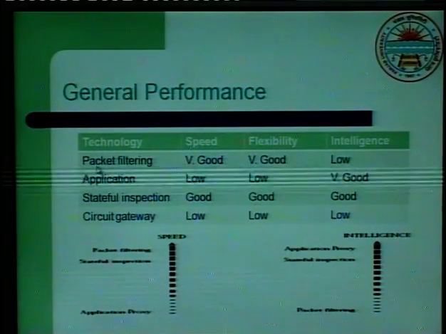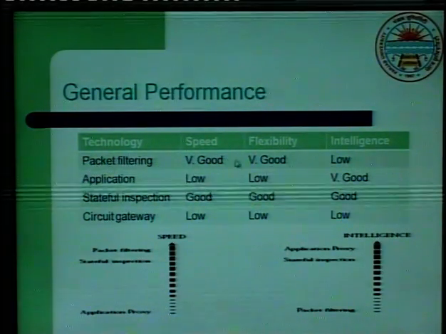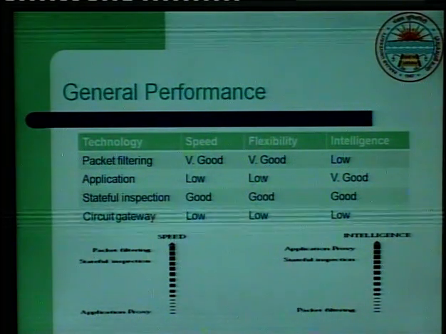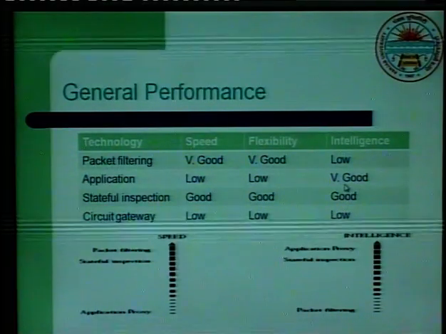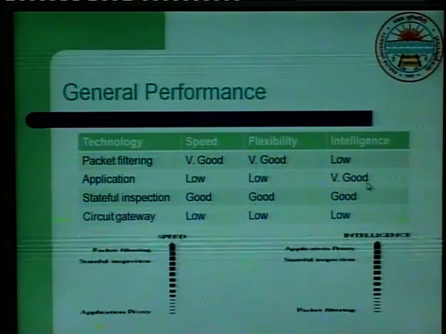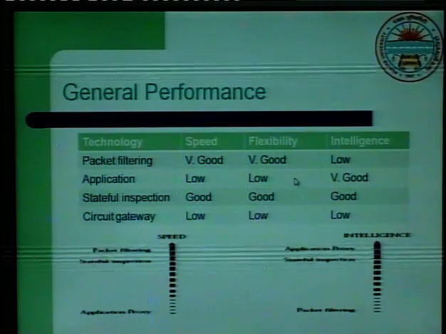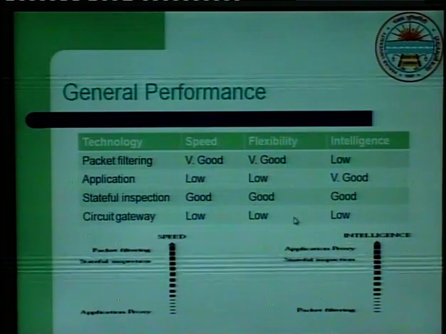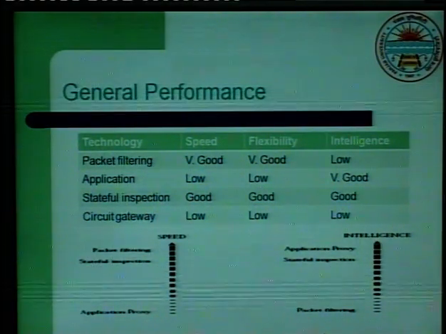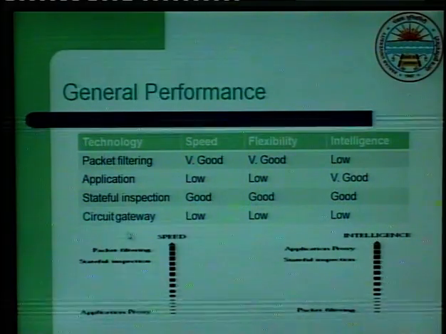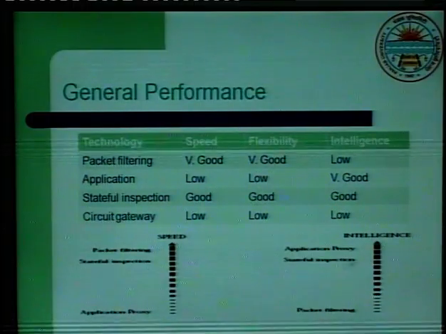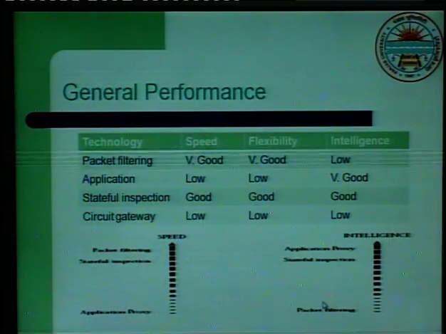If we are concerned about speed and network performance, then we go for packet filtering. If we are concerned about the intelligence of the firewall, then we use the application level firewalls. But if we want to optimize both the speed and the intelligence, then we use the stateful inspection firewall, which combines the features. This means when we go from IP layer to application layer, intelligence increases, but the speed decreases.